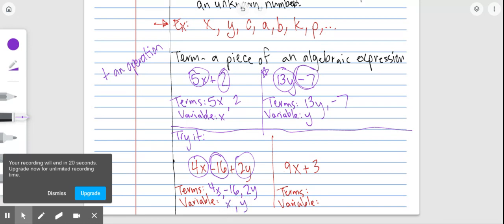For the second one, I have two terms. I have 9x is one term, and then to the right of the addition sign is a 3. So those are my two terms. And the variable is the letter, which is x.